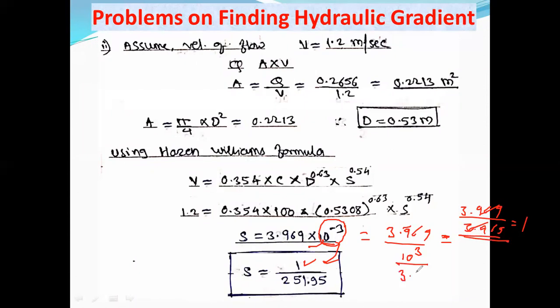That is 3.969. Now in the numerator you will get the 1, and in the denominator, whatever value we get when we divide this 10 to the power 3 by the same value, whatever is the answer, that is your denominator. Okay, do the same thing here. Means divide this 1000 by 3.969 and check whether you are getting the same value or not. Yes.